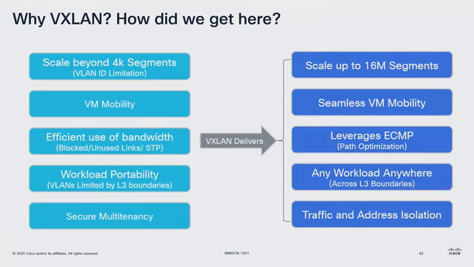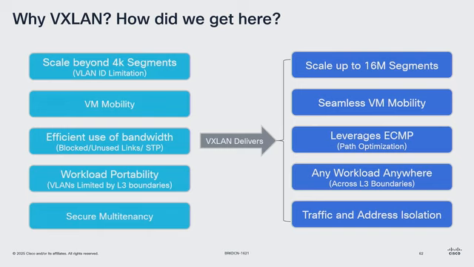And what VXLAN delivered was seamless VM mobility, leveraging equal cost multipath, with no more blocked links like Spanning Tree did. And then we had the ability to do any workload anywhere and have true address isolation. That's what's important here, but we weren't finished yet, because this is just the data plane encapsulation. What did we need?